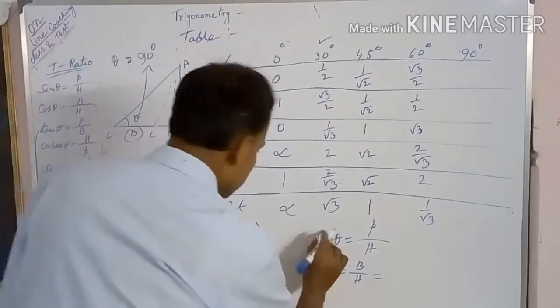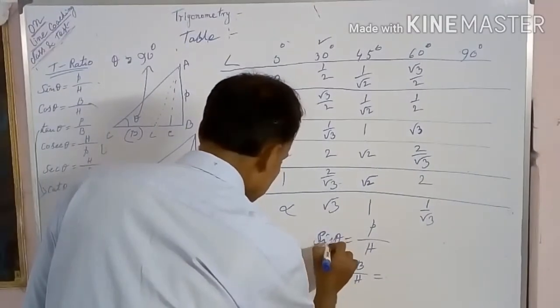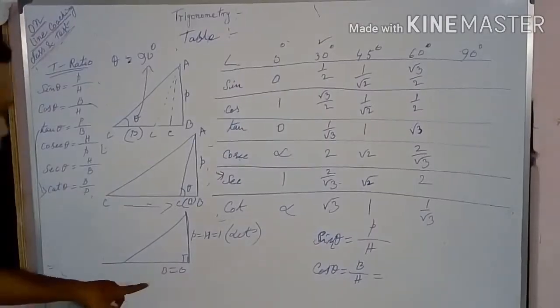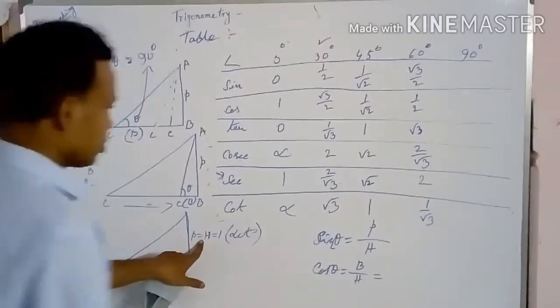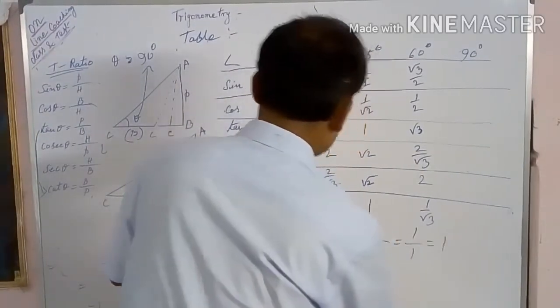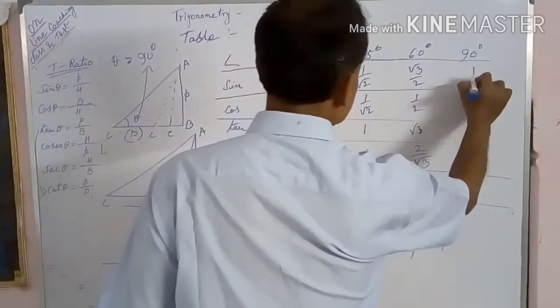So sin theta is equal to what? Sin theta is equal to perpendicular by hypotenuse. That is, perpendicular is equal to 1, hypotenuse is equal to 1. That is, sin 90 is equal to 1.